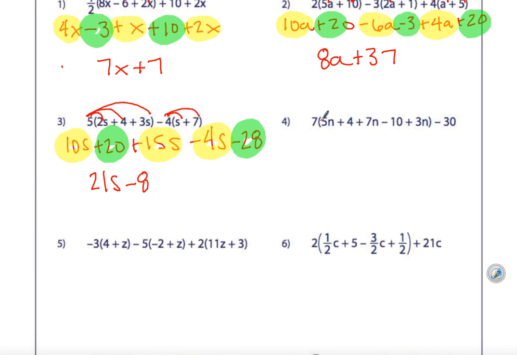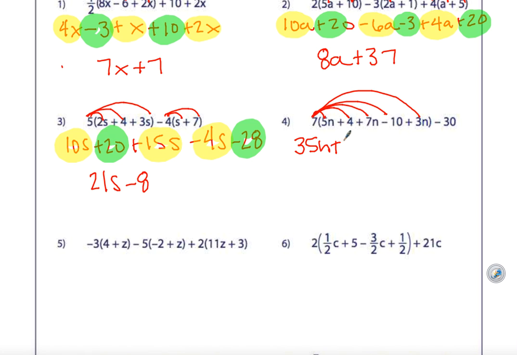On number 4, you've got 7 times 5n plus 4 plus 7n minus 10 plus 3n minus 30. So you would need to distribute this 7 to everything inside the parentheses, but not to the -30 because it's outside the parentheses. So then 7 times 5n would make 35n.